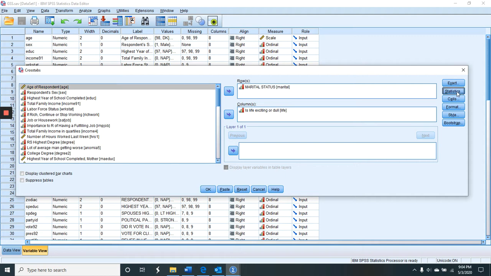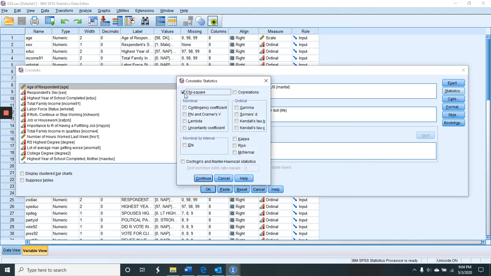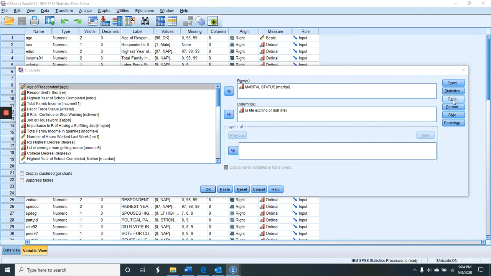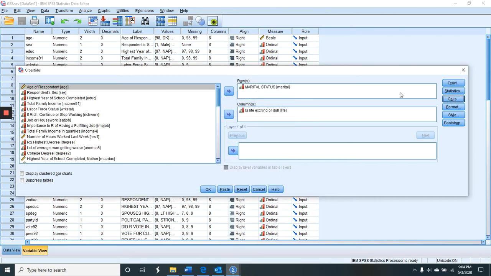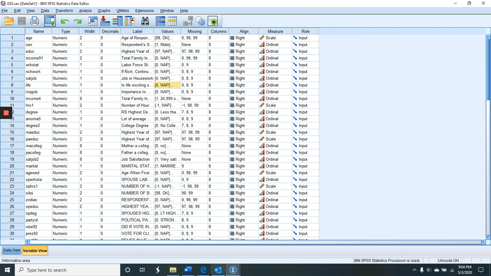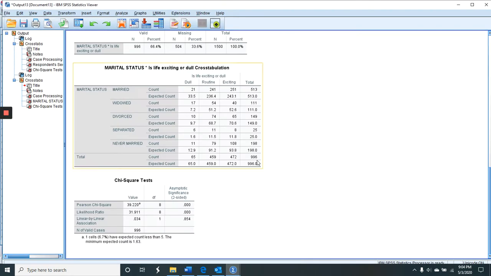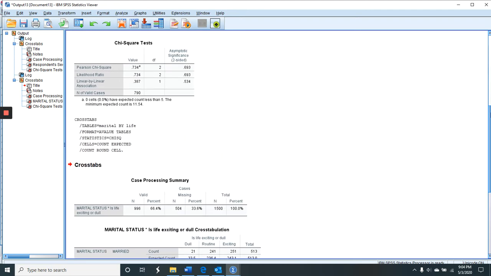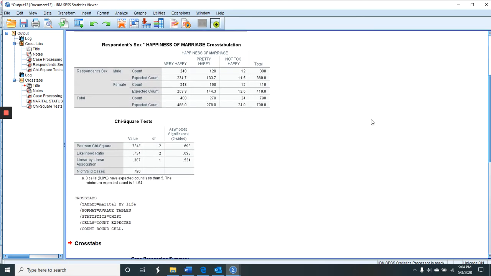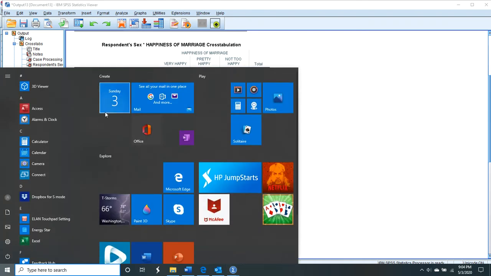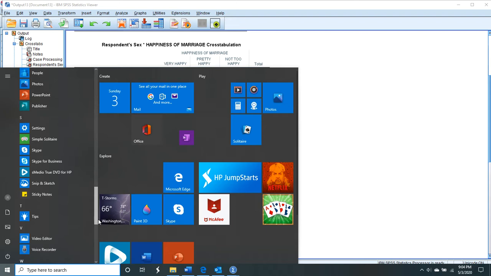And make sure you noted something that you have to click. This is not on typically, you have to click chi-square. You have to click cells and you have to click expected because that's not on usually either. And then you were asked to interpret the output for two analyses. The first analysis was whether gender related to viewing one's marriage as happy or not so happy.